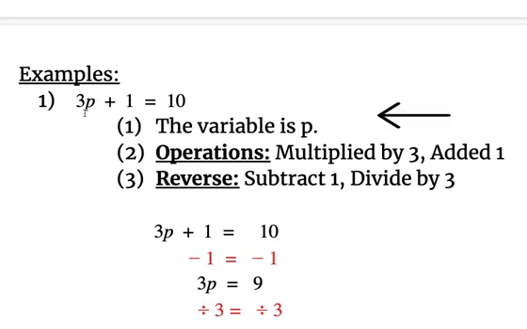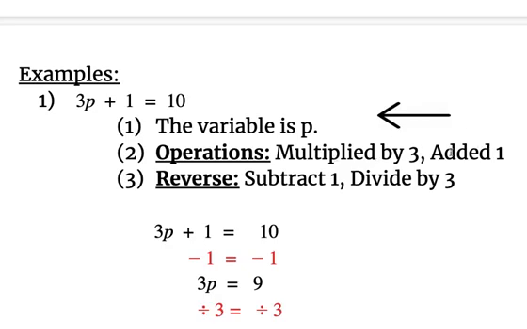And then after it got attached to that 3, it got added to 1. So if we wanted to go in reverse, we are going to treat that add 1 like the shoes. We have to unravel that first. The opposite operation to adding 1 is subtracting 1. So that needs to happen first. And then we are going to divide by 3 because that's the opposite of multiplying by 3.